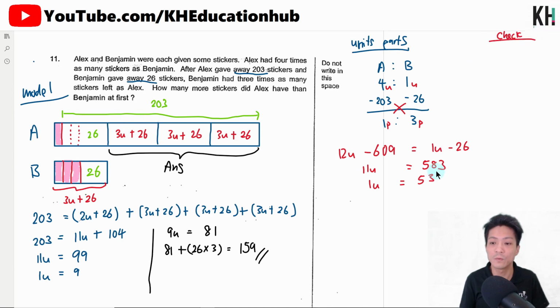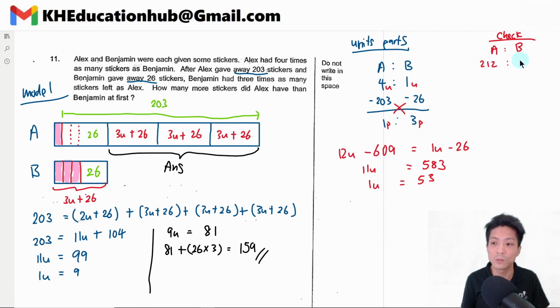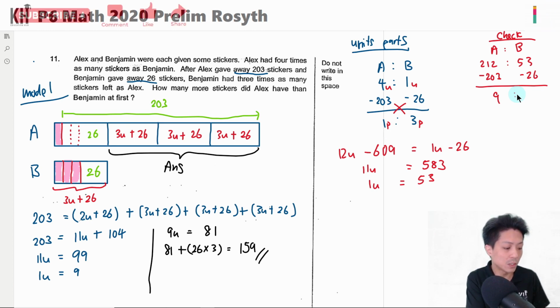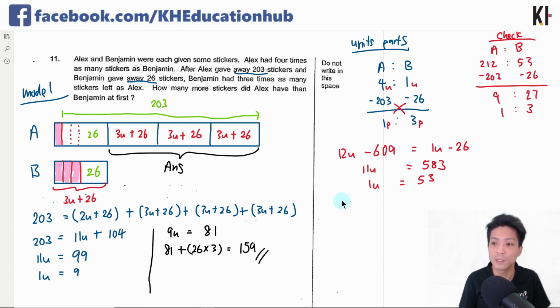Once you've gotten this, then you can proceed to do the check. If 1 unit is 53, A to B, 53 times 4 would be 212 to 53. So this is the exact number of stickers they have at first. Minus 203 and minus 26, what will it give us? This will give me 9 and 27. The simplest form is indeed 1:3. That means everything that you've calculated is correct and there's no careless mistake.